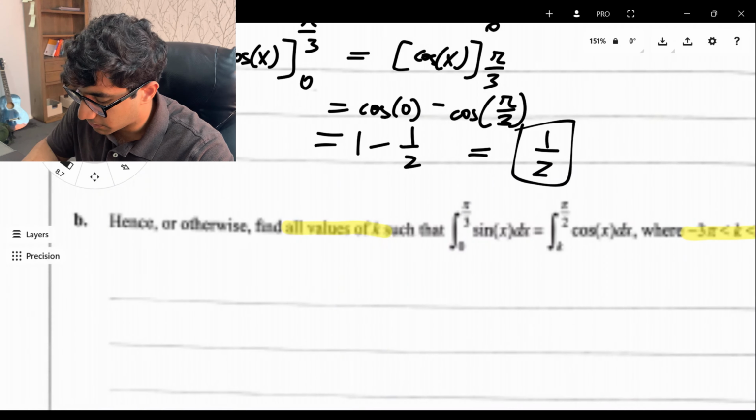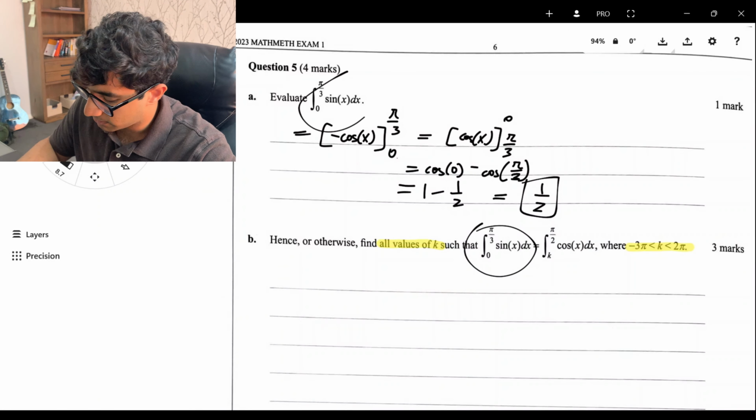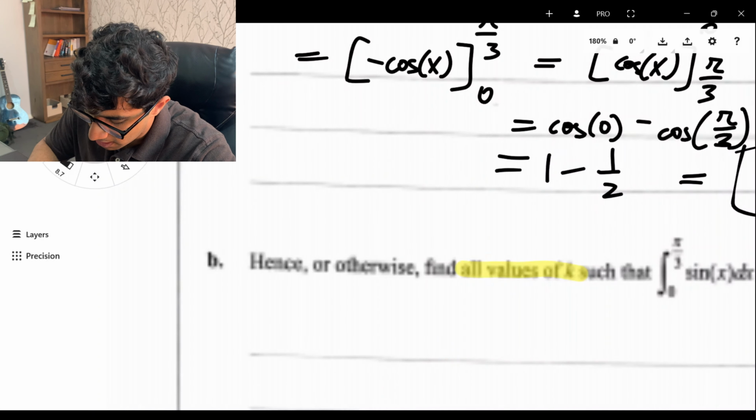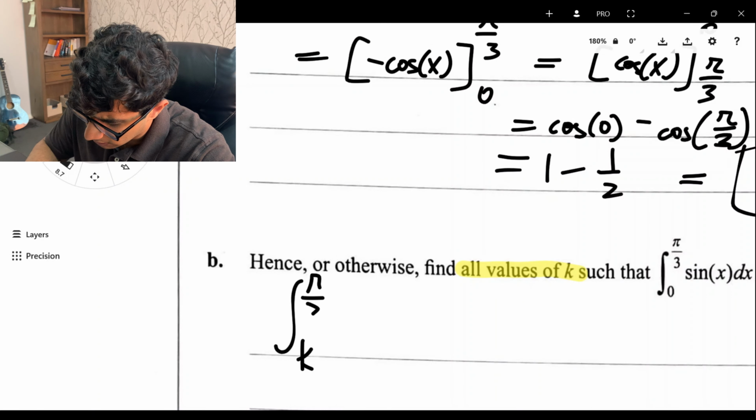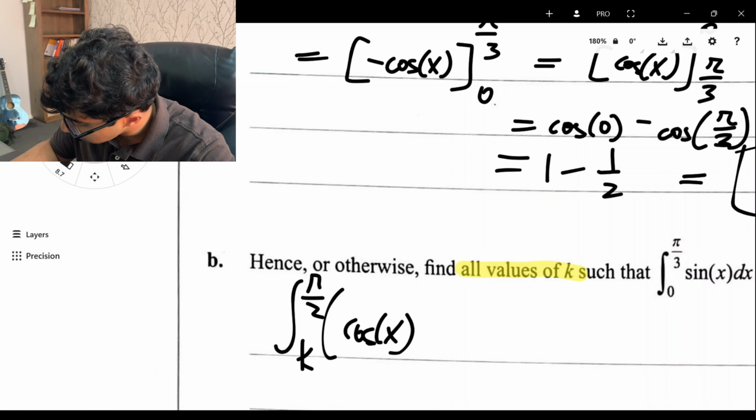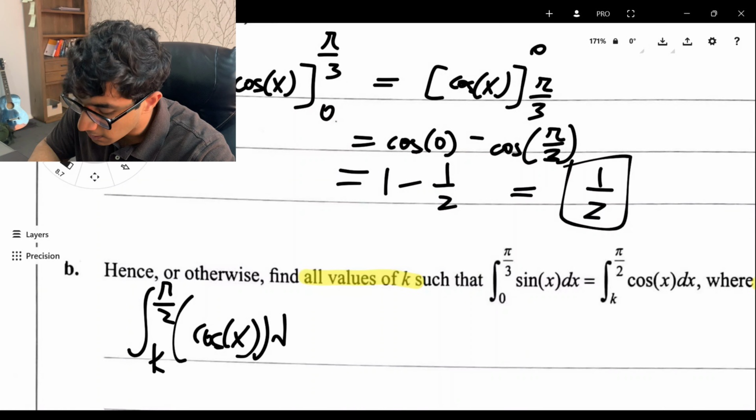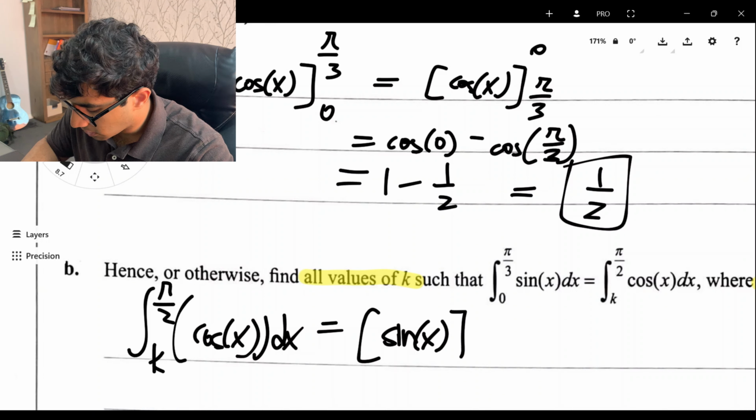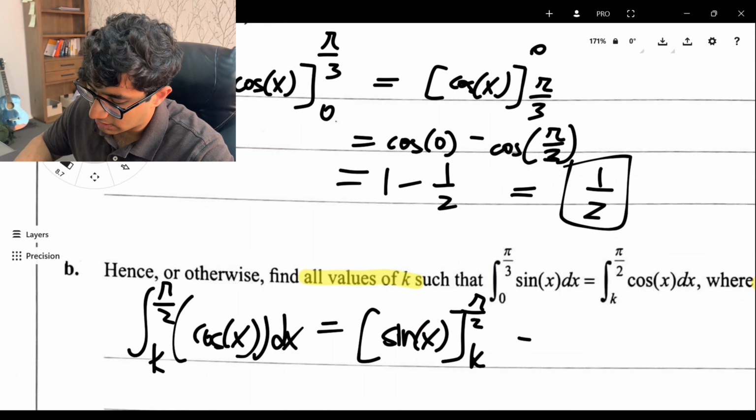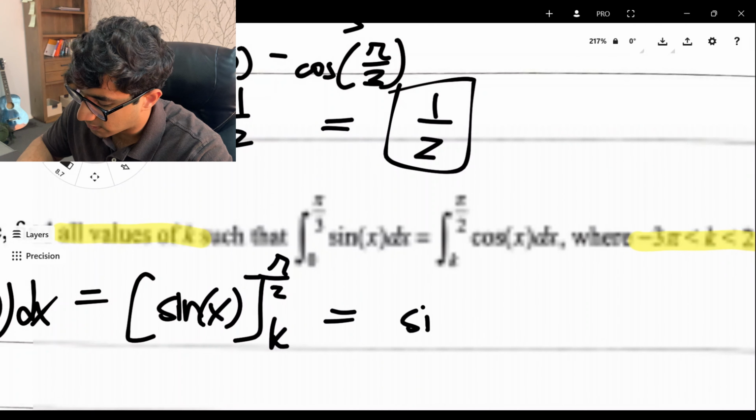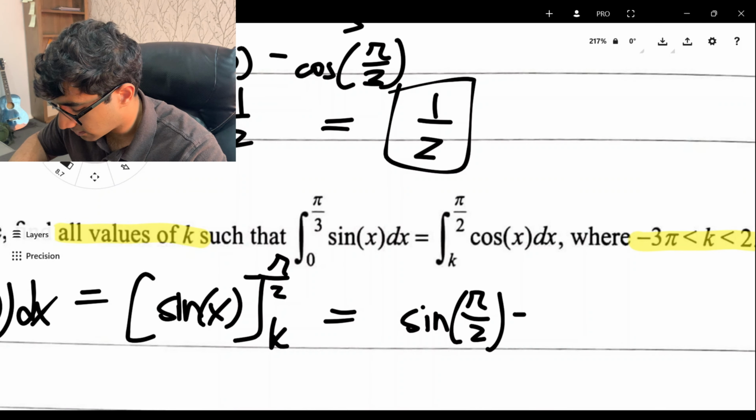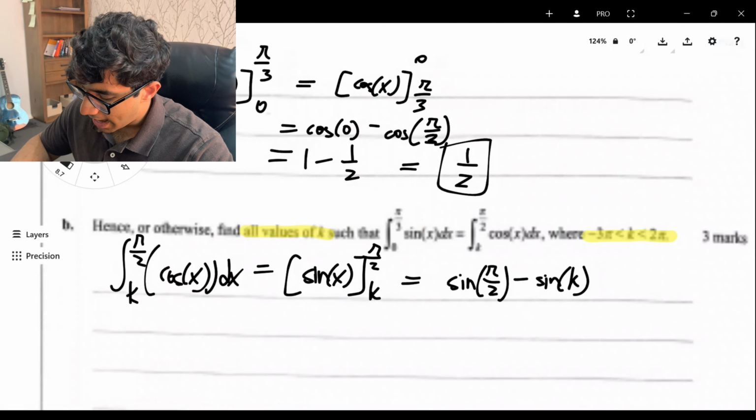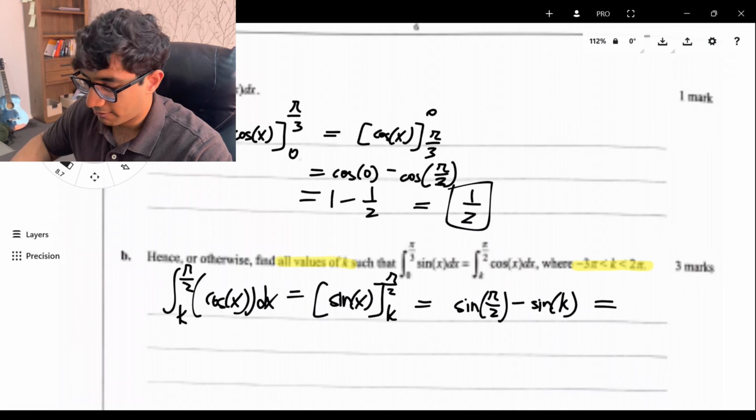Well, we already found the left integral in the question above, so that's always nice. Let's find this right integral in terms of k. So the integral from k to pi over 2 of cos of x dx is going to equal sine of x from k to pi over 2. We just sub those in, so sine of pi over 2 minus sine of k. And we know that has to equal 1/2.